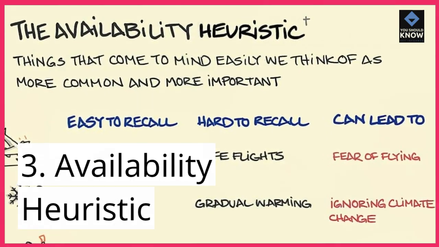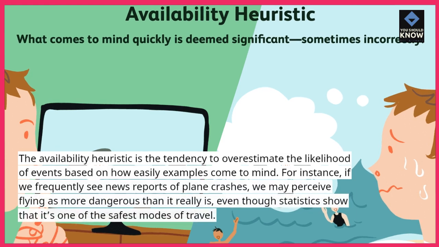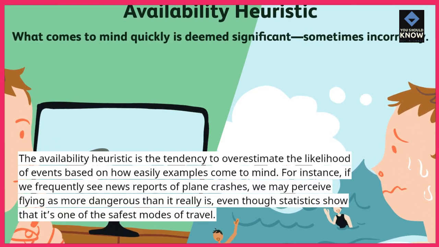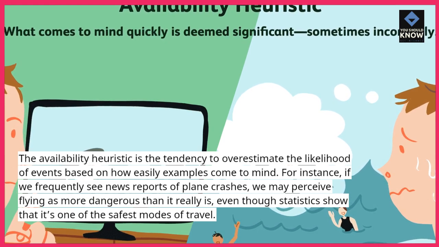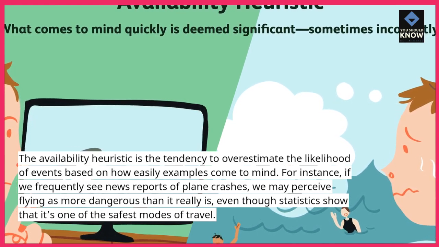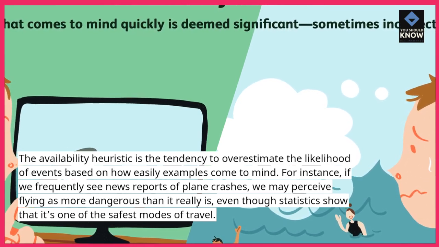3. Availability heuristic. The availability heuristic is the tendency to overestimate the likelihood of events based on how easily examples come to mind. For instance, if we frequently see news reports of plane crashes, we may perceive flying as more dangerous than it really is, even though statistics show that it's one of the safest modes of travel.